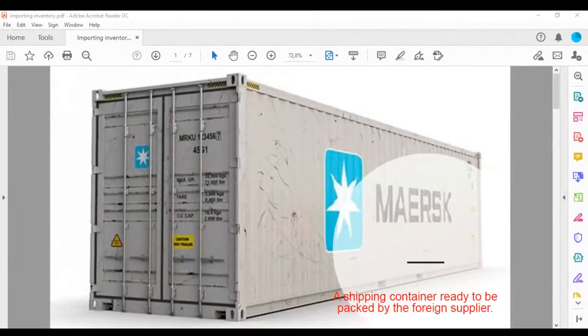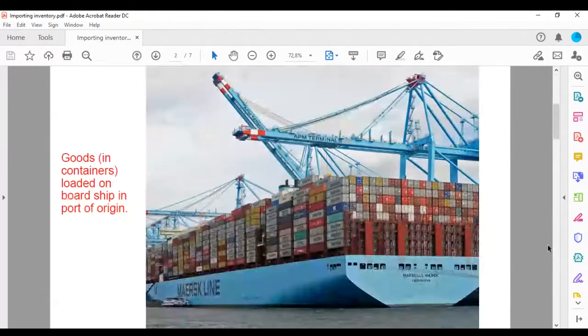You get various sizes, but that is a standard size. You get larger ones as well, but that is pretty much a standard size. I think the height is, if I remember correctly, 8 feet. So you're probably too young to know what 8 feet is. So that's about 2.5 meters high. So you can imagine you can pack a lot of things in there, right? Okay, so that's a typical container where the supplier will now go and pack some things in.